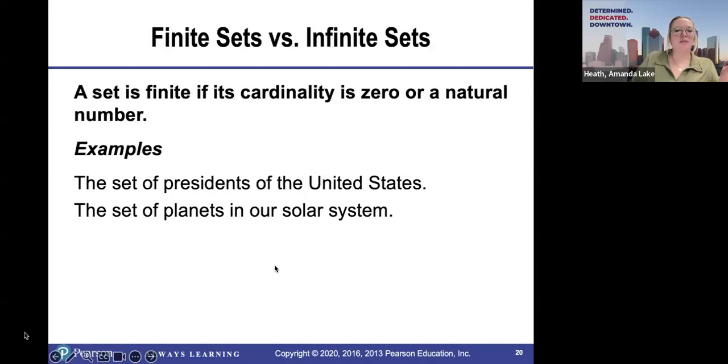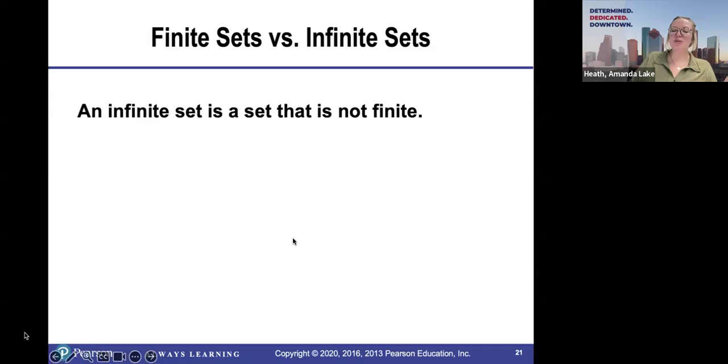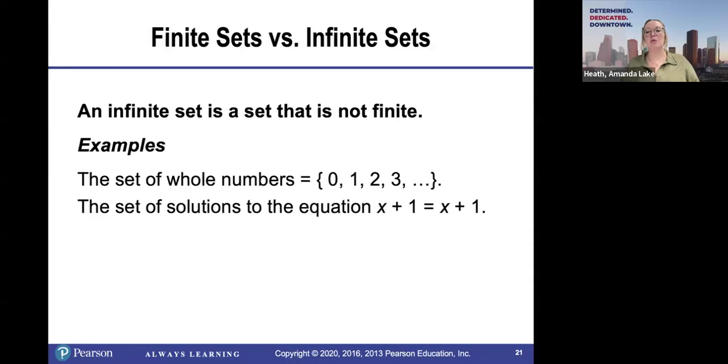So examples, the set of presidents in the United States, the set of planets in our solar system, those are both finite sets. And intuitively, an infinite set is just a set that's not finite. So examples of this would be the whole numbers. So starting our counting at 0 and we go up forever. We can never find a natural number that would describe the size of that set. We also have the set of solutions to the equation x plus 1 equals x plus 1. There are infinitely many values we could put in for x for that equation to be true.